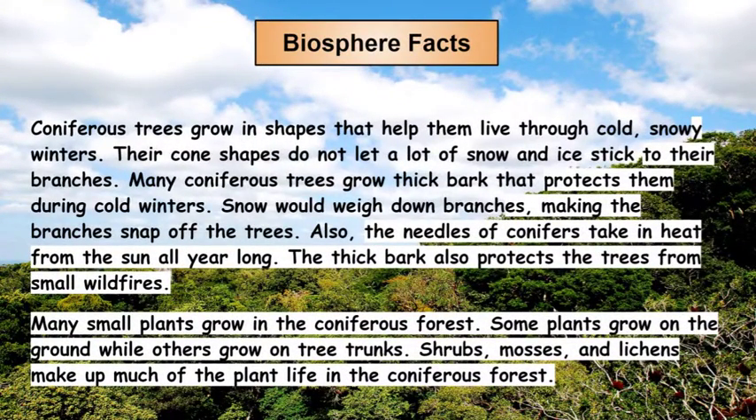Biosphere facts. Coniferous trees grow in shapes that help them live through cold, snowy winters. Their cone shape does not let a lot of snow and ice stick to their branches. Many coniferous trees grow thick bark that protects them during cold winters. Snow won't weigh down the branches, making them snap off the tree. Also, the needles of the conifers take in heat from the sun all year long. The thick bark also protects the trees from small wildfires.